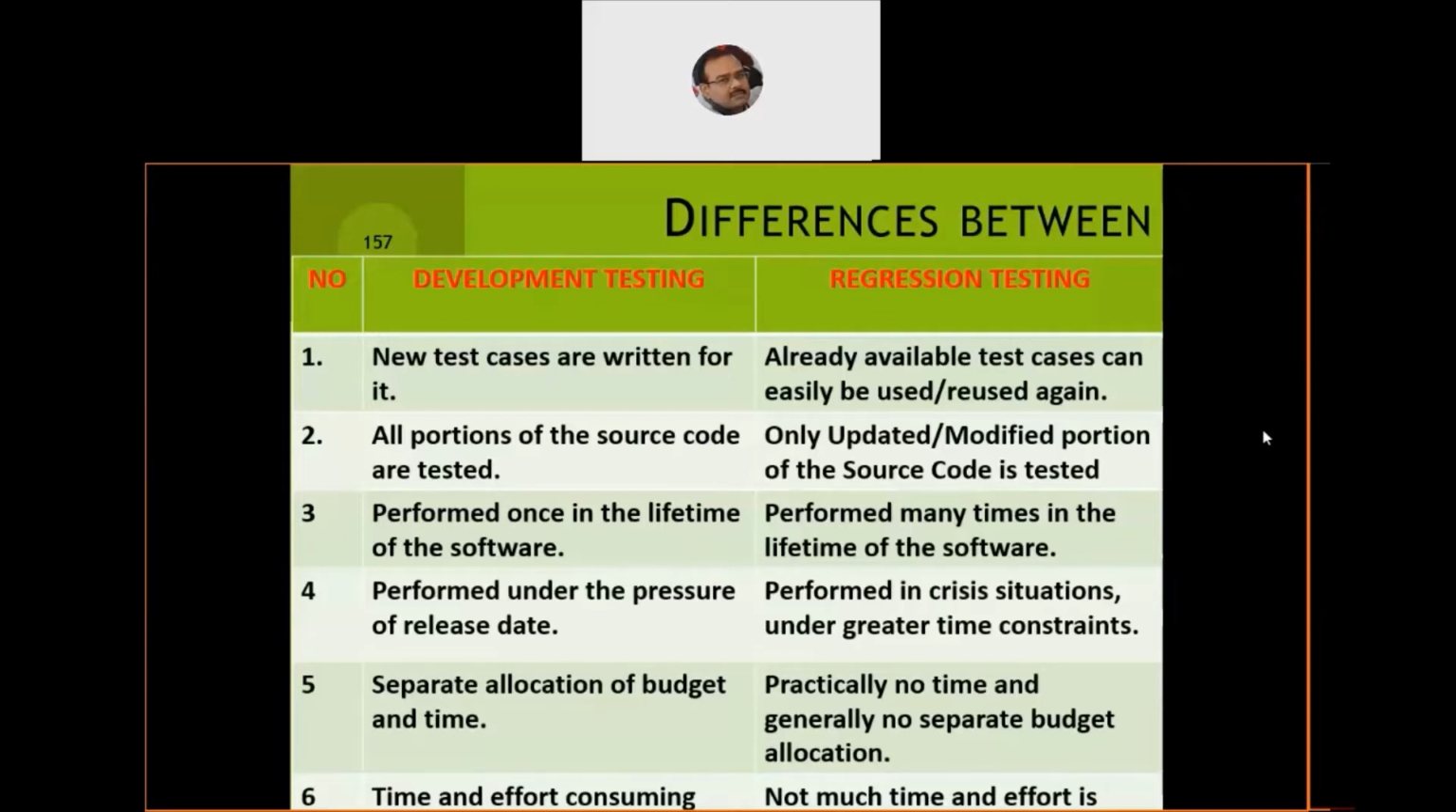In development testing, a separate allocation of budget and time is made because it's being designed, developed, and deployed for the very first time. So a separate allocation of budget will be there. But in regression testing, most of the time there is practically no time and generally no separate budget allocation for the team. So within the same budget constraints, you will have to carry out the task of remodification, remodulation, or redesigning of those portions of the code.